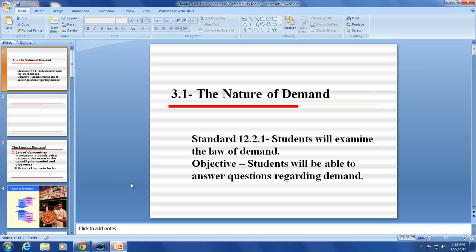Hello, everybody. Good evening. Today we're going to be talking about the nature of demand. There are two sides to every single market. There is a buyer and a seller side, and today we're going to be talking about the buyer side, which is the demand side of the market.